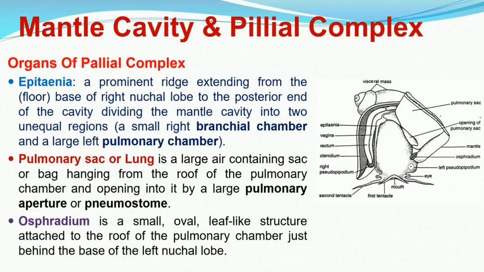The third important organ of the pila present in this pileal complex is known as the osphradium. Here you can see a small leaf-like structure which is oval in shape. It is called the osphradium, and if you look at its position, it is attached to the base of the pulmonary chamber and at the base of the left nostril lobe, or the pseudopodium.